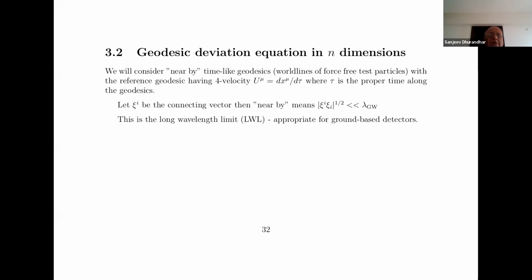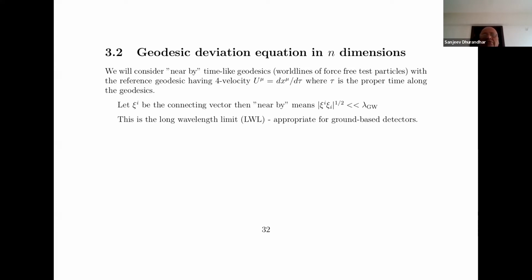And the thing is that this geodesic deviation is in fact an approximation in wave. When you are doing geodesic deviation, you talk of nearby geodesics. What does one mean by nearby? Nearby is in fact a comparison, a comparison of two lengths. So the connecting vector, the size of the connecting vector has to be small in some way. But small compared to what?